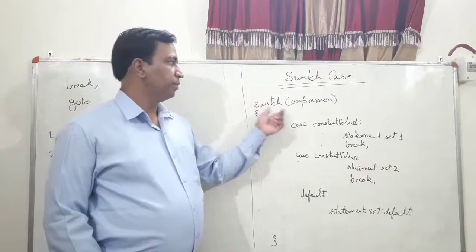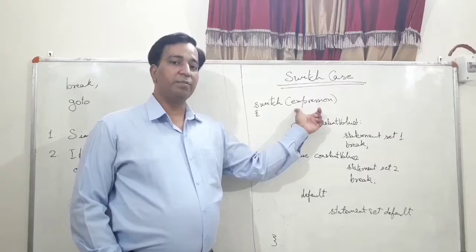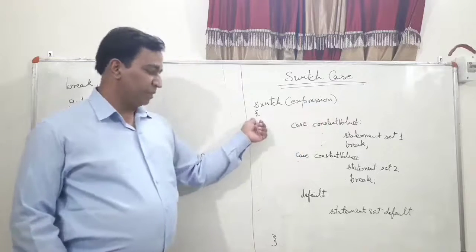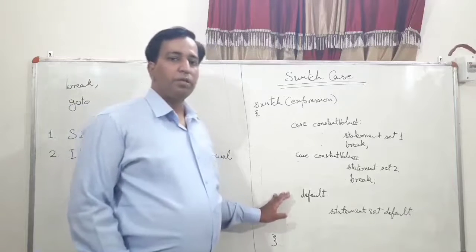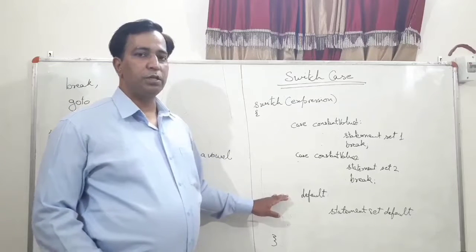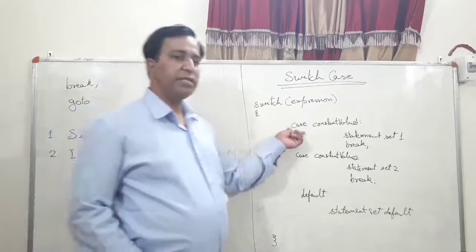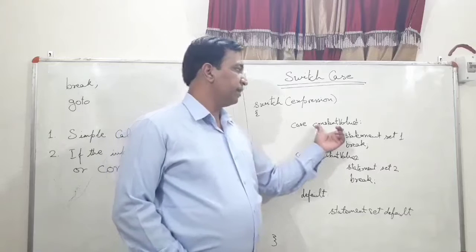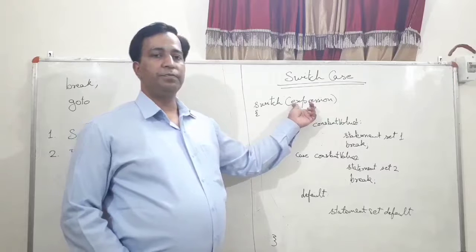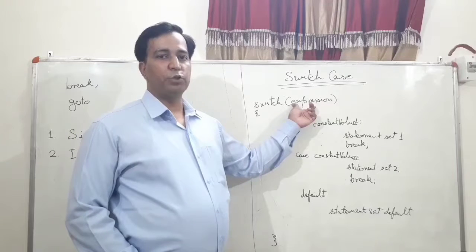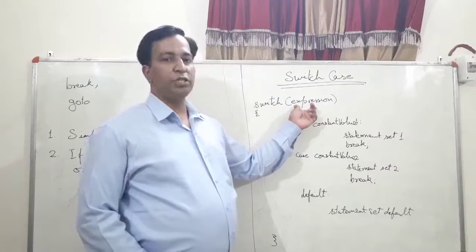Switch is a keyword. Within the brackets we give an expression, or it can be a single variable also, right? Within the curly brackets we'll write the body of switch. The body of switch is written in a special format. Case is a keyword. After that a constant value is written. This constant value is compared with the value of the expression, right? Equality of the constant value and the expression is checked.